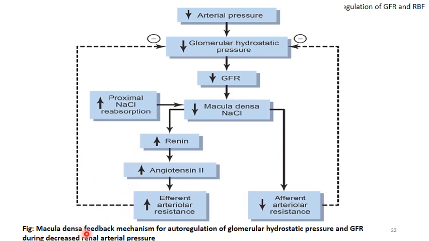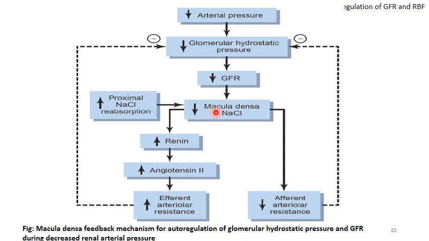Now, how does the macula densa feedback mechanism work for autoregulation of glomerular hydrostatic pressure and GFR during decreased renal arterial pressure? Decreased renal arterial pressure decreases glomerular hydrostatic pressure, which decreases glomerular filtration rate. When glomerular filtration rate decreases, proximal sodium chloride reabsorption increases and macula densa sodium chloride decreases, which stimulates decreased afferent arteriolar resistance, causing increased glomerular hydrostatic pressure and increased GFR.